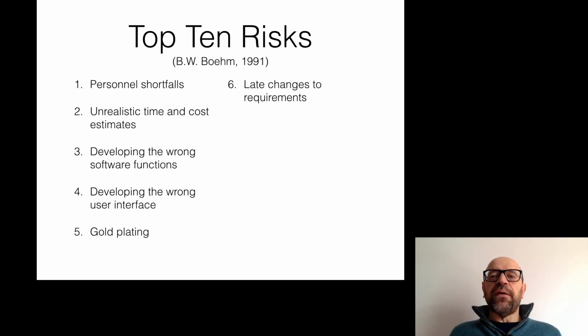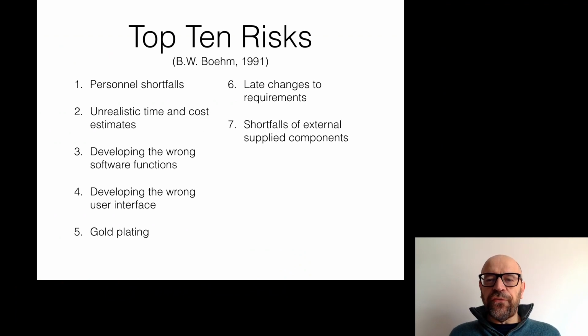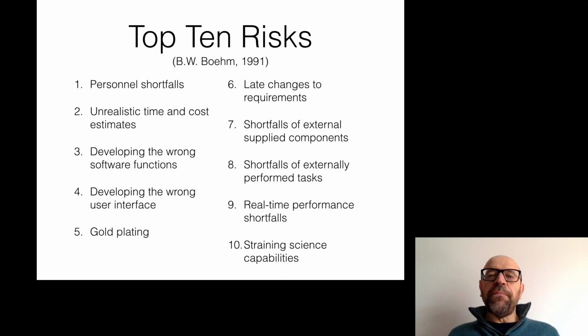And then there are other ones like late change of requirements, shortfalls of externally supplied components, shortfalls of externally performed tasks, and so on. I'm just going to finalize by telling you something about late change of requirements and how things change. This is 1991, and late change of requirements was a big risk of project failure. It means that they tried to have all the requirements up front. Do you remember the difference between S systems, P systems, E systems? Well, things change. Now, when you develop software, you don't try to freeze the requirements at the beginning. Things change, and that's what is fun about developing software.